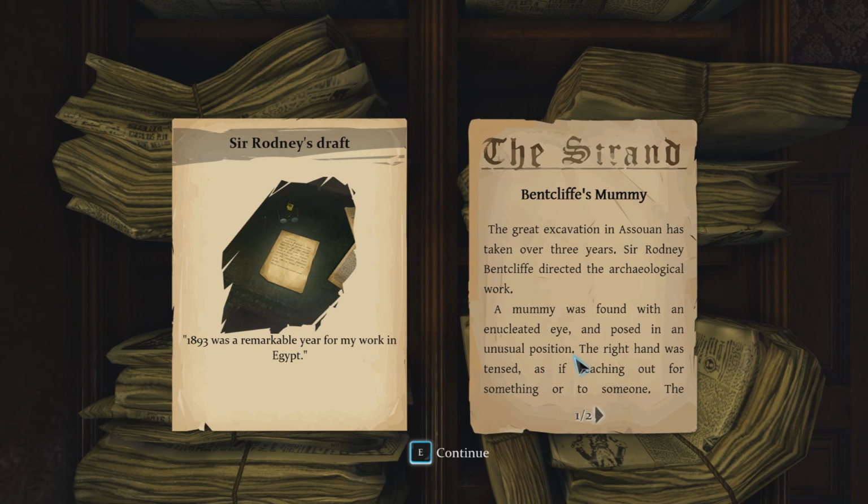The great excavation in Assuan has taken over 3 years. Sir Rodney Bentcliffe directed the archaeological work. A mummy was found with an enucleated eye and posed in an unusual position. Could the murder somehow mimic the mummy's death?